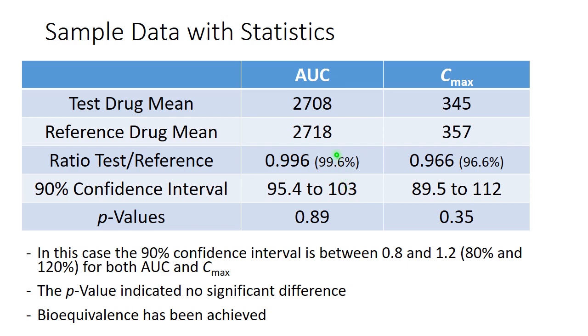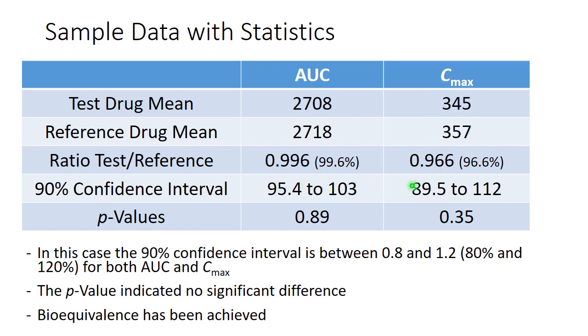our actual ratio is 99.6. We're saying that we're basically 90% confident that if we repeated this experiment or these measures, we would get between 95.4 and 103 for the ratio. And that is actually acceptable because it's above 80, or 0.8, and it's below 120. Above 80, below 120, that's good.